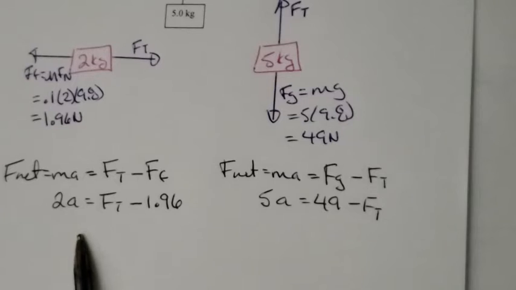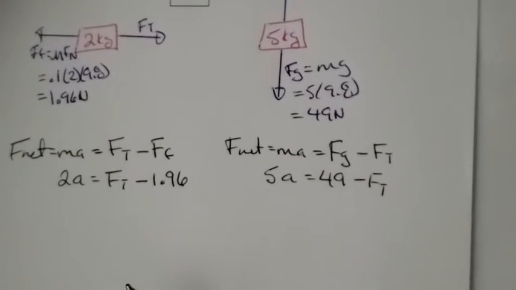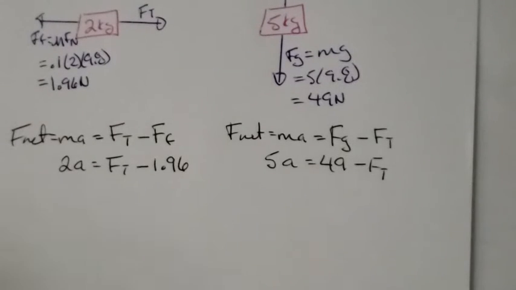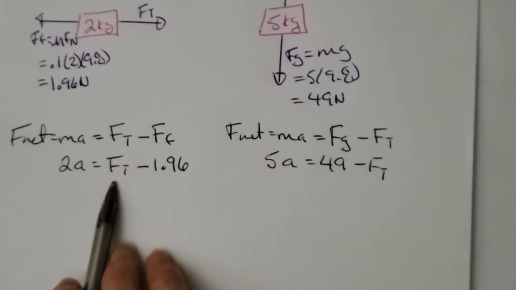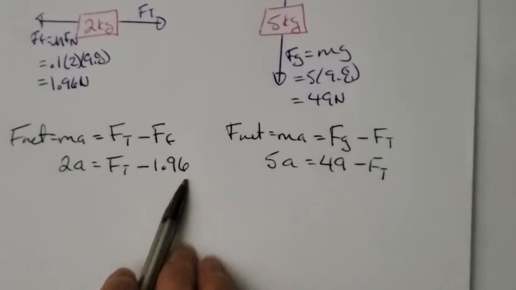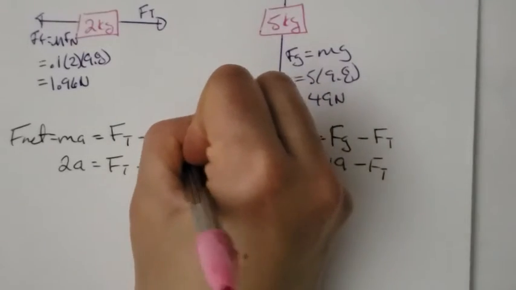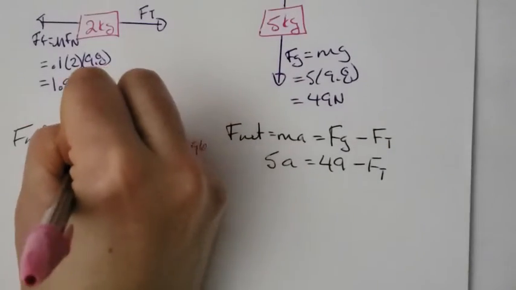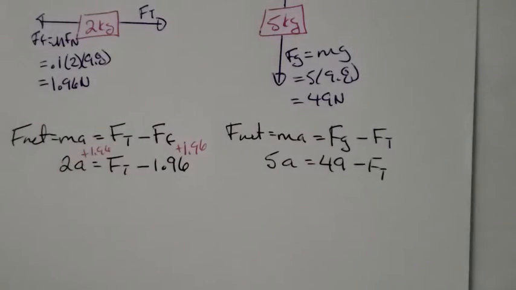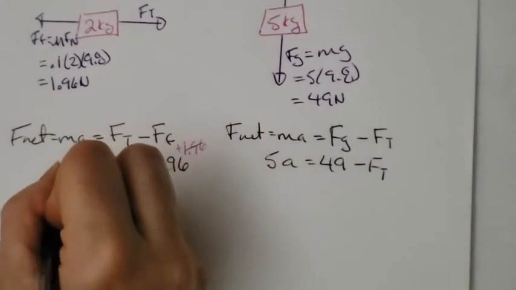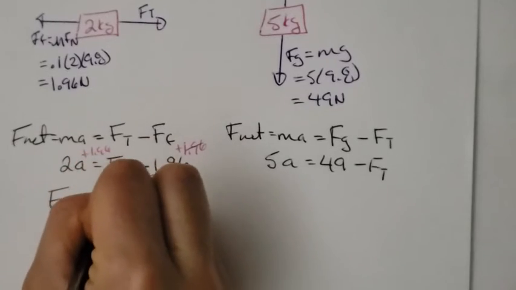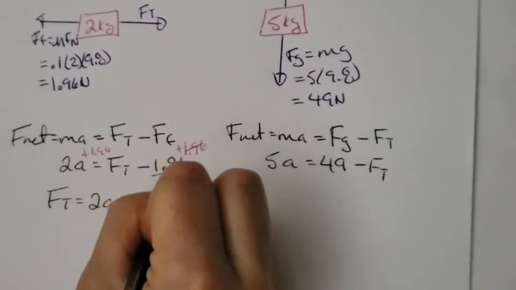Now we have a math problem. We have 2 equations and 2 unknowns. I like solving this one for one of the variables and then plugging it into the other one. We call that substitution in math, but there's more than one way to do this. So I'm just going to do it the way I like it. To get Ft all by itself, I have Ft minus 1.96. So if I add 1.96 to both sides, it actually disappears. And I have Ft all alone. So I have Ft is equal to 2a plus 1.96.